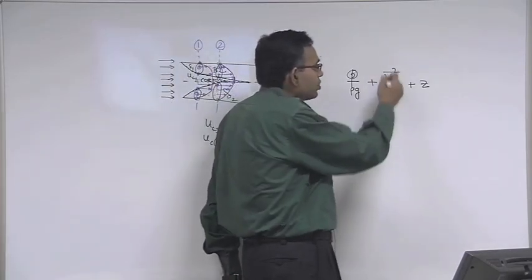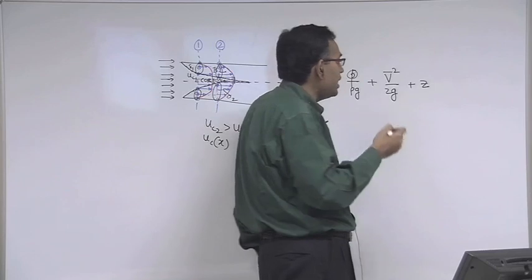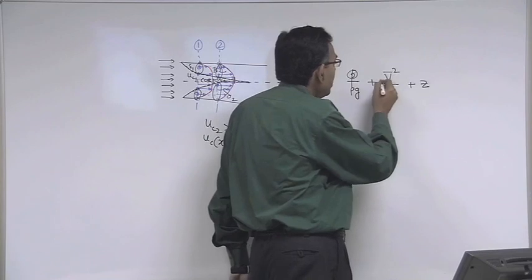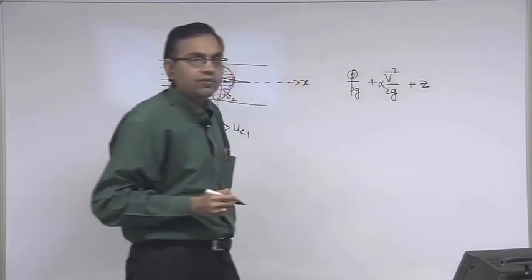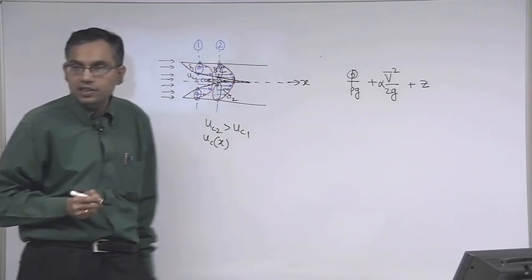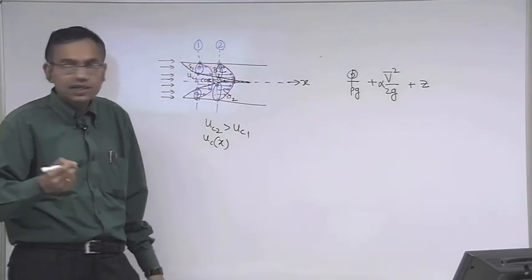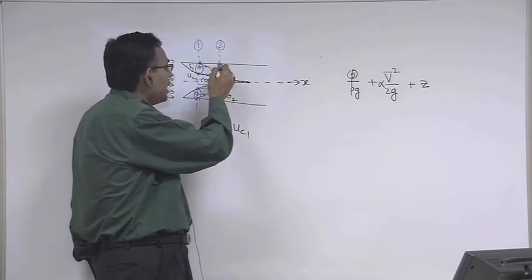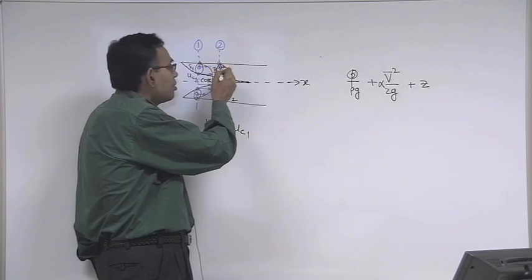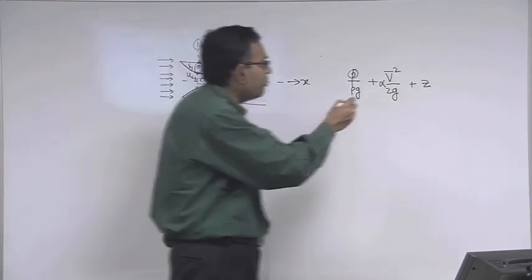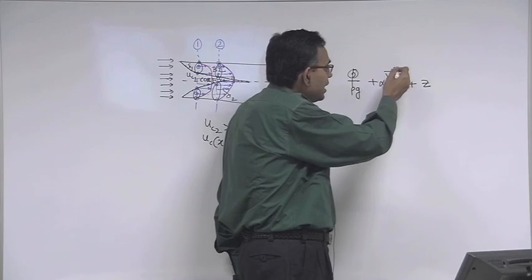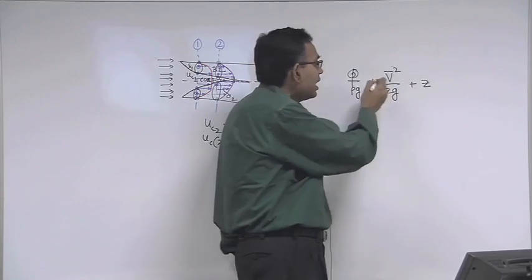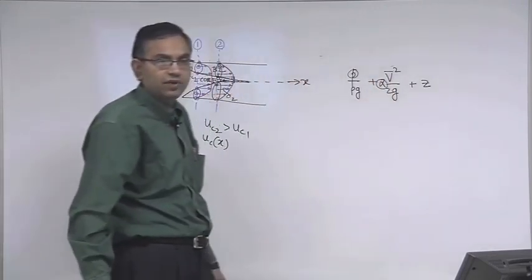This V average square by 2 g is called the kinetic energy head. Of course, from the expression it is clear and the meaning is obvious, but many times we have to correct it with a factor which is called the kinetic energy correction factor. Why is it necessary? Because to get the kinetic energy, you have to integrate the kinetic energy over the section. Instead of that, what we have done is we have written the kinetic energy in terms of the average velocity over the section. So that gives an error. That error is adjusted with a kinetic energy correction factor.